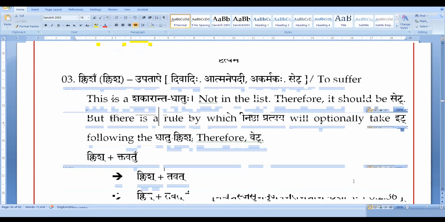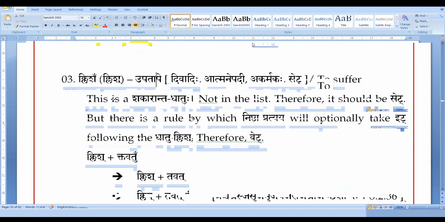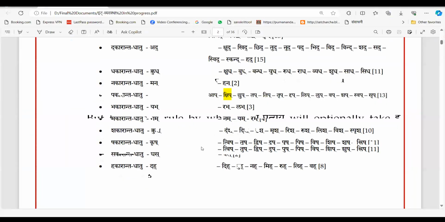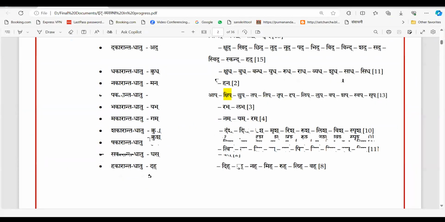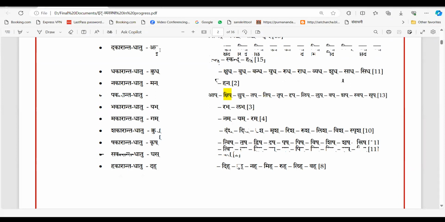Next one is Klish dhatu. You can note, this is a Shakaradi dhatu. Is it there in the list? Klish dhatu, the Shakara? No, it is not there in the list. Therefore, it must be Set, so Klishitavat, right? But it doesn't take Itakama.